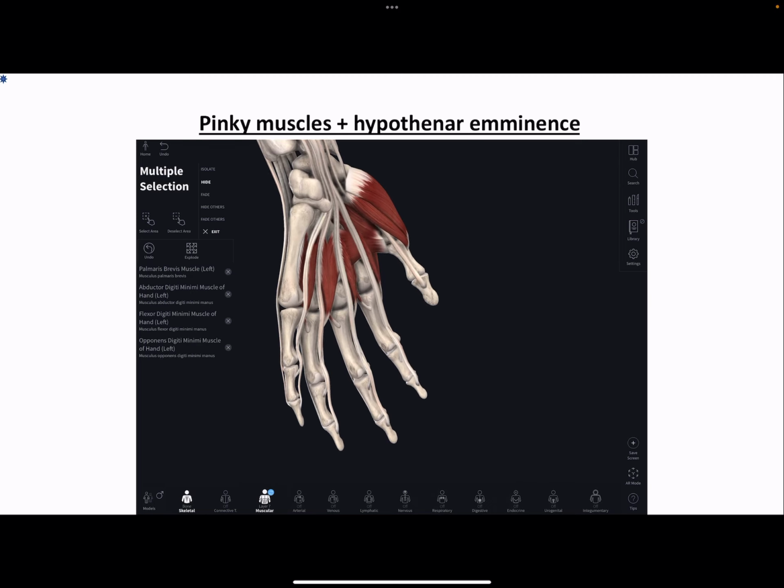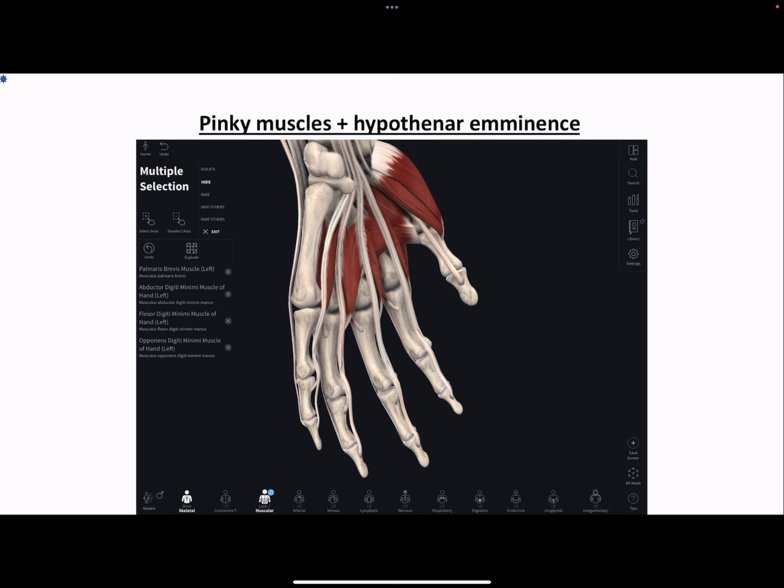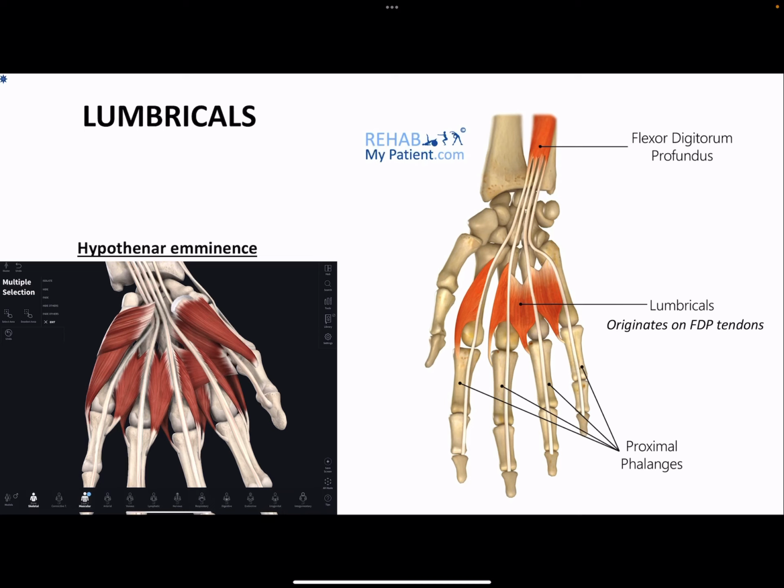And if we loop around to the other side, this is now going to be an extrinsic group. We have the extensor digiti minimi. The lumbricals might be the most important muscle group, mainly because of all the nerve palsies that involve claws. They're also really complicated.